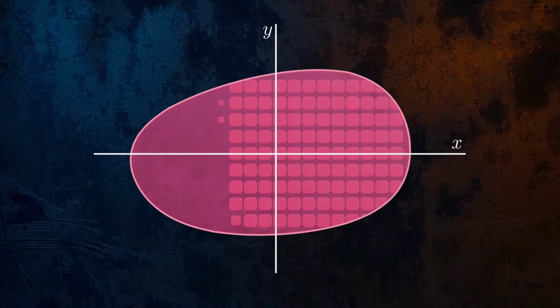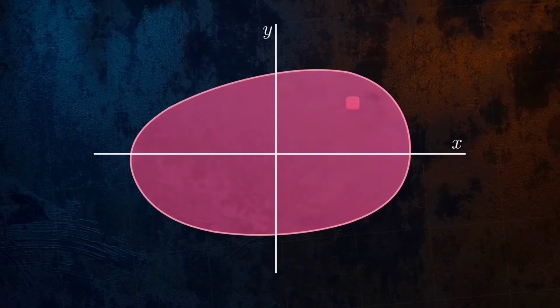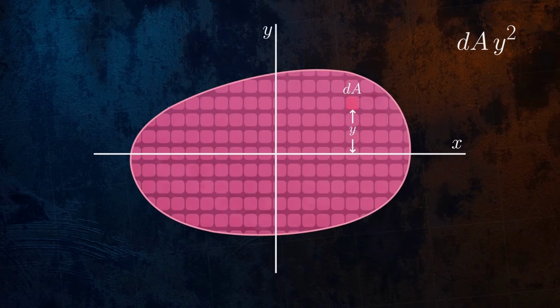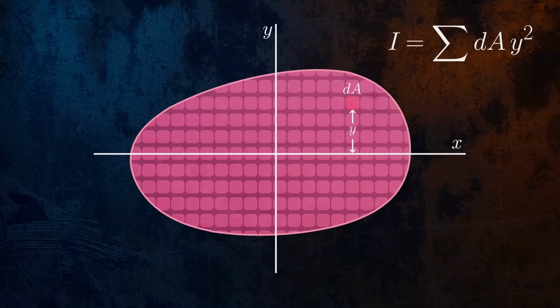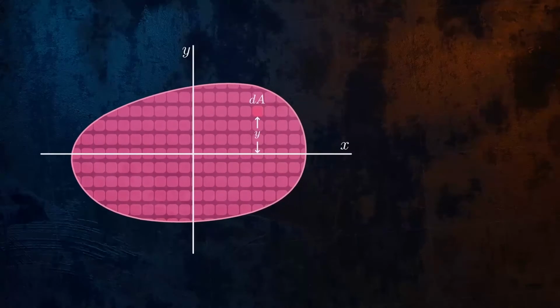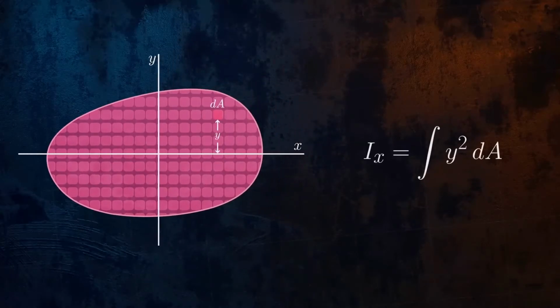We can approximate the area moment of inertia of a cross-section by splitting it into small elements. Each element contributes to the total area moment of inertia by a quantity equal to its area dA multiplied by y squared, where y is the distance to the reference axis, which is the x-axis in this case. We can sum up the values for all of the small elements to obtain the area moment of inertia for the entire cross-section. It is denoted by the letter I, and because the x-axis is our reference axis, we will give it the subscript x.